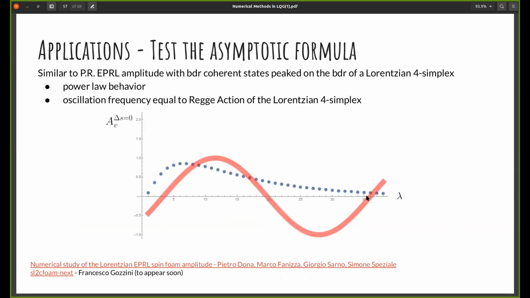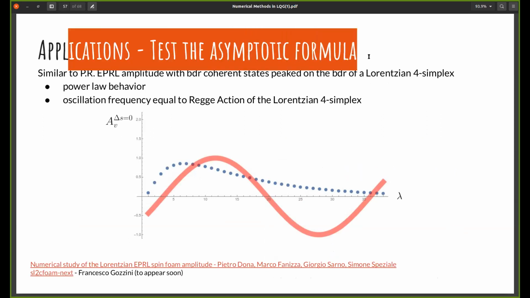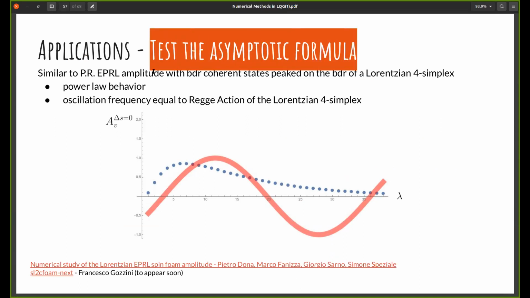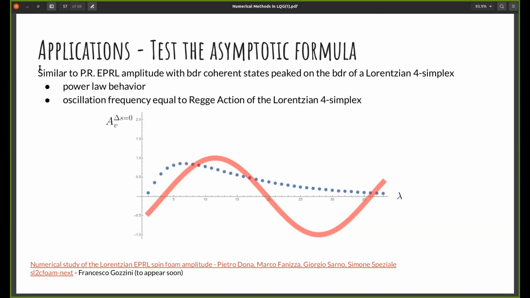Let me do one application, and then I stop for questions, but I have two more, and they're written in the slides, and you can look at the nice plots. So the first application is to test the asymptotic formula for the EPRL model. I'm not giving you any detail, just the idea here, because giving detail would require a lot of time that I don't have. It's enough to say that the situation is very similar to what happened in the Euclidean region.